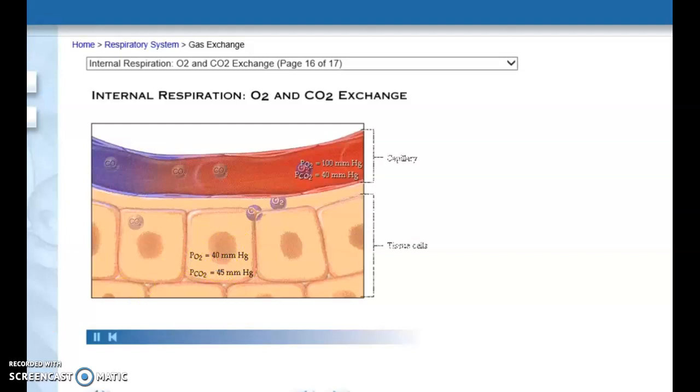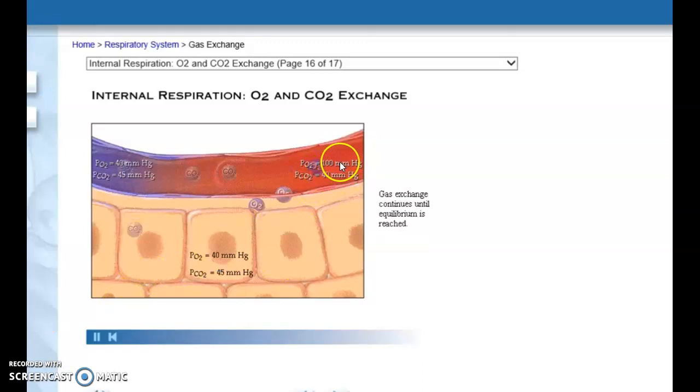So again, we can see oxygen went from 100, from high to low, to 40, and then it reached equilibrium at 40. We can see carbon dioxide went from 45 into the blood because it was 40, so it replaced that lower carbon dioxide content. So all we're really doing is we're just saying things go from high to low until they reach equilibrium.